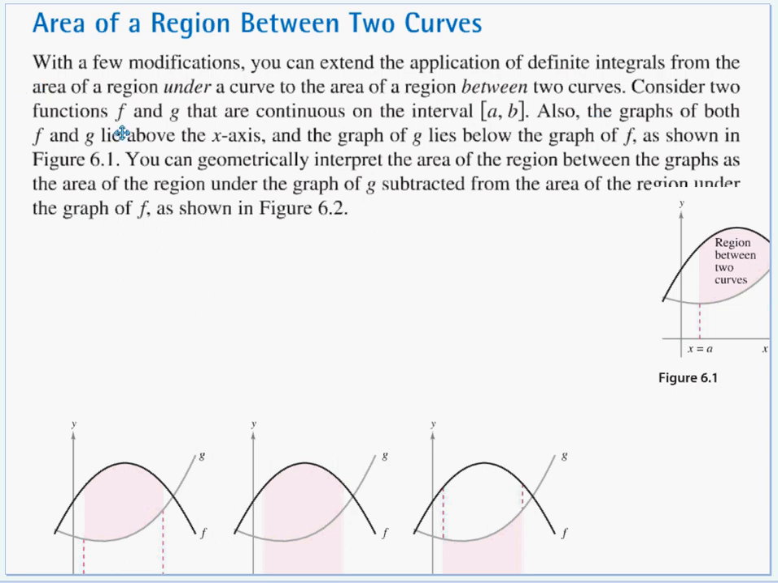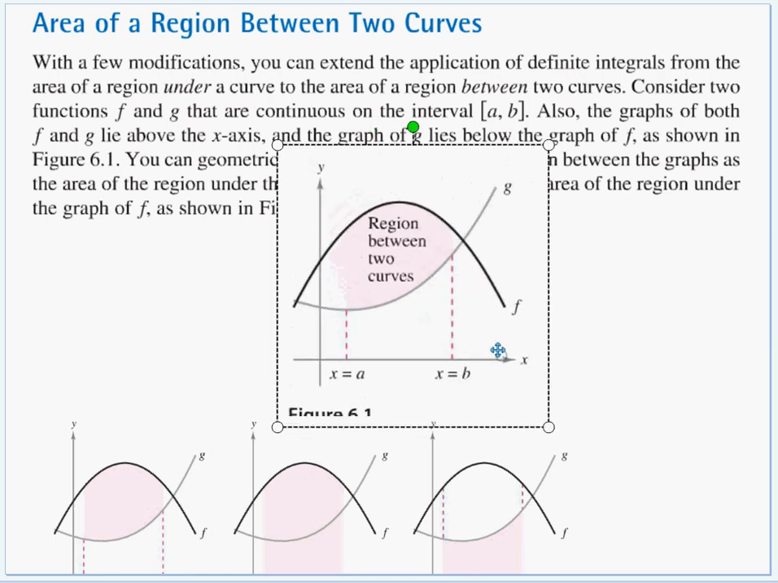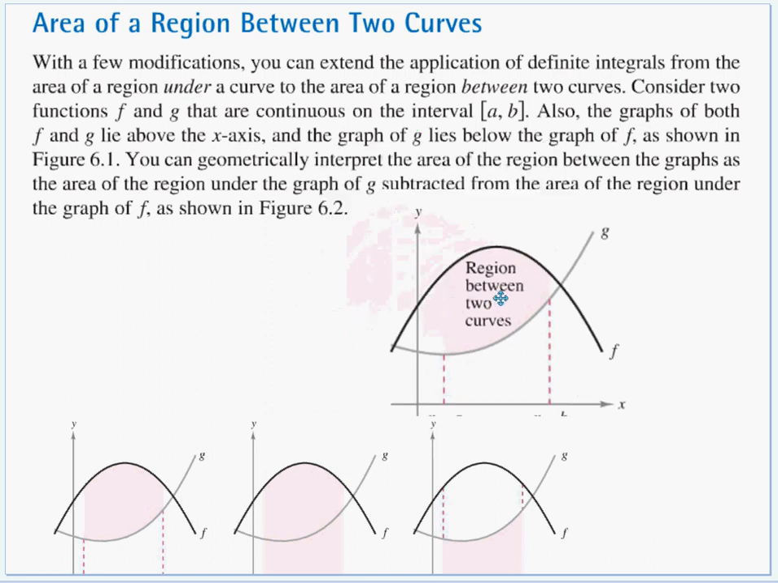Consider two functions f and g that are continuous on some interval from a to b. Also, the graphs of both f and g lie above the x-axis. The graph of g lies below the graph of f as shown in figure 6.1. So here we've got the f function is the darker one, it's on top. We've got the g function is the lighter gray one, it's on the bottom. And we want to find the area between the curves from a to b.